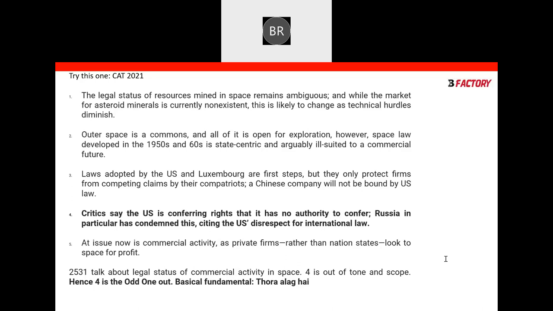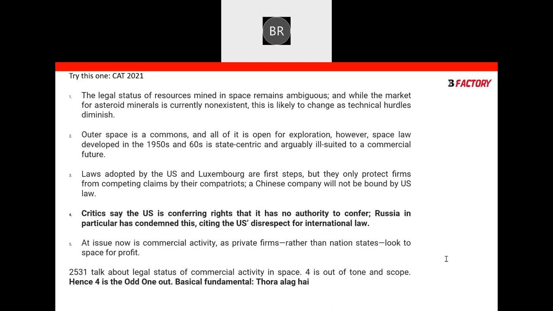Critics say US is conferring rights that it has no authority to confer. Okay. Russia has condemned this disrespect for international law. Okay. Thoda out of place na, we are talking about space law. Ye international law kahan se aa gaya aur kaun si rights ki baat kar raha hai? 1 ko dekho. 3 ko dekho ab. Companies bound, non-bound, commercial activity related to outer space. And 1 says, legal status of resources mined remains ambiguous. Na? While the market for these things is non-existent, it's likely to change as things change.